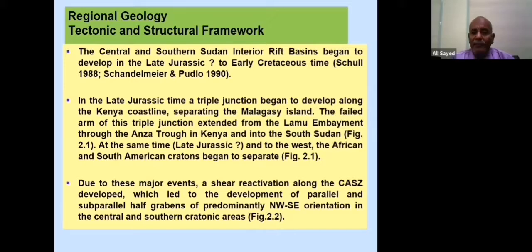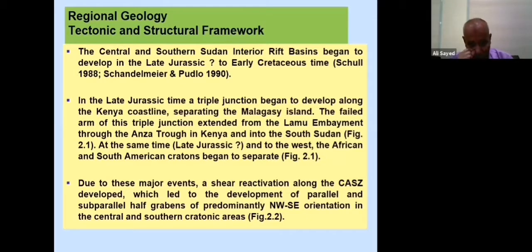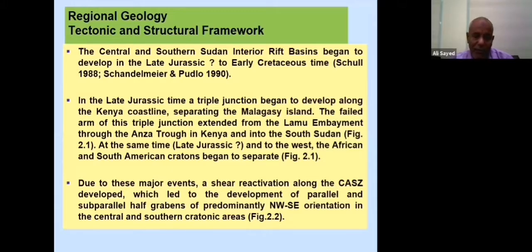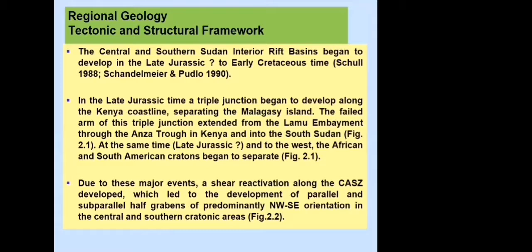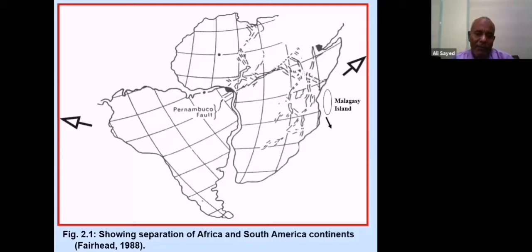The failed arm of this triple junction extended from Lumio in Yemen through the Anza Trough in Kenya and into South Sudan. At the same time, during the late Jurassic, to the west, the African and South American cratons began to separate. That separation of Latin America from Africa gave rise to shearing along the Central Africa Shear Zone, creating these subparallel basins. Due to these major events, shear reactivation along the Central Africa Shear Zone developed, which led to the development of parallel and subparallel half grabens of predominantly northwest-southeast orientation in central and southern Sudan cratonic areas. This map shows the separation of the Africa and South America continents, which gave rise to this rift basin.